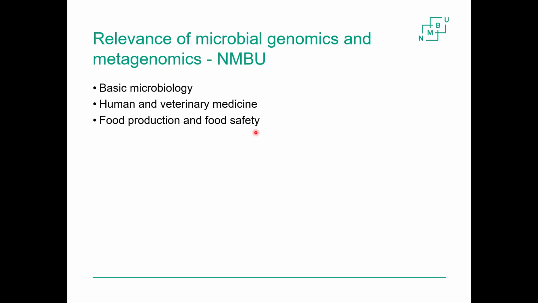Food production and food safety. Yeah, this is all about food production. You use microbes in the production process, in dairy products and so on, but also food safety, right? Again, the pathogens. We don't want to have the bad bacteria in our food. And again, genomics is important for some aspects of this, right?